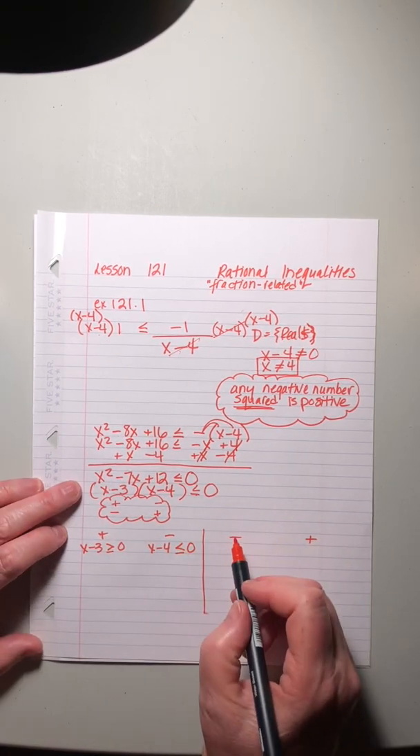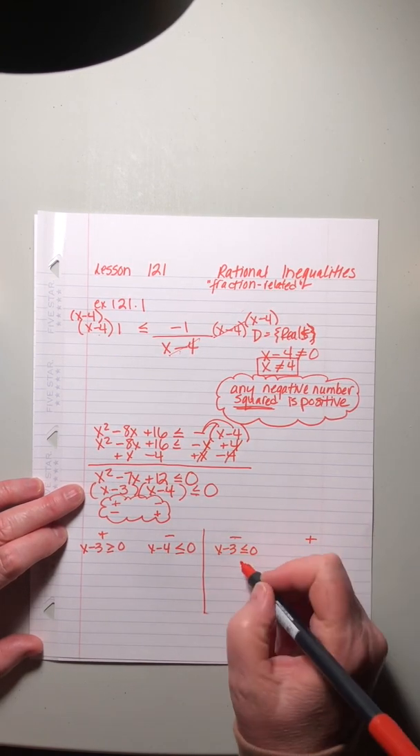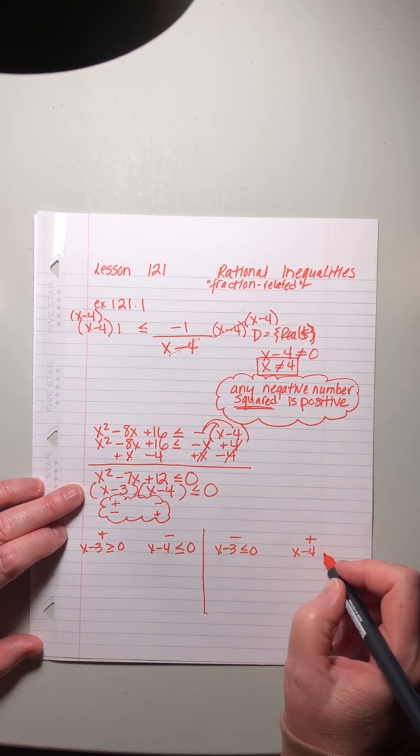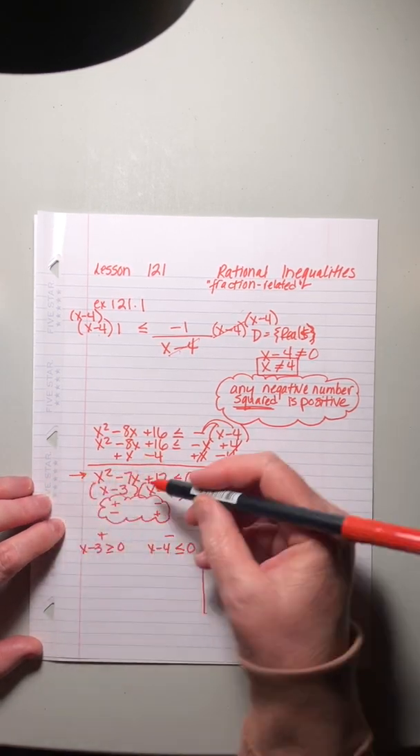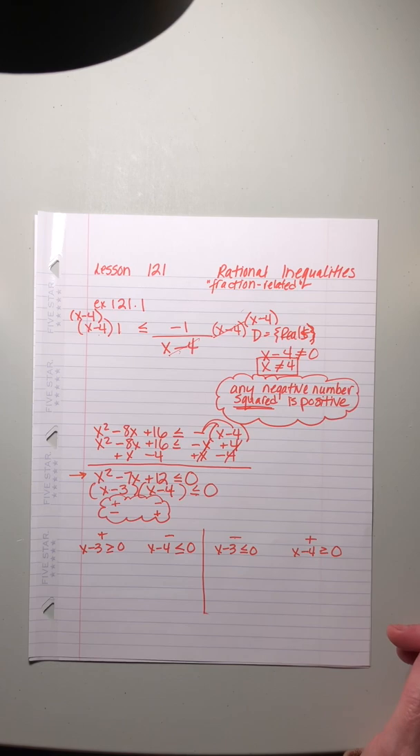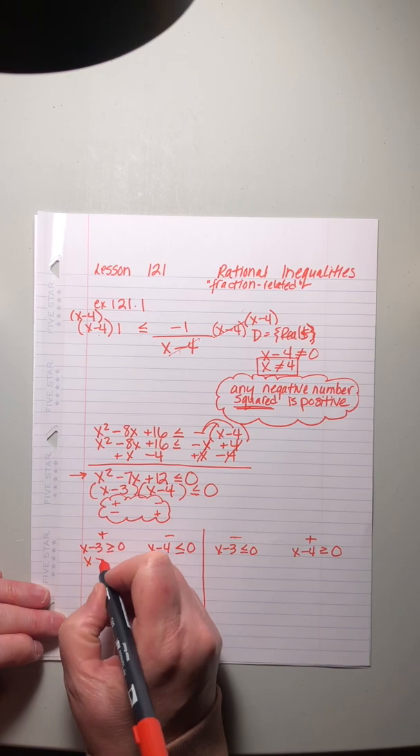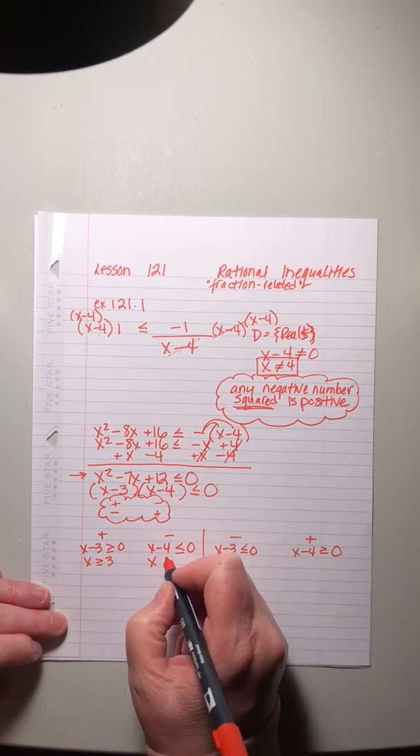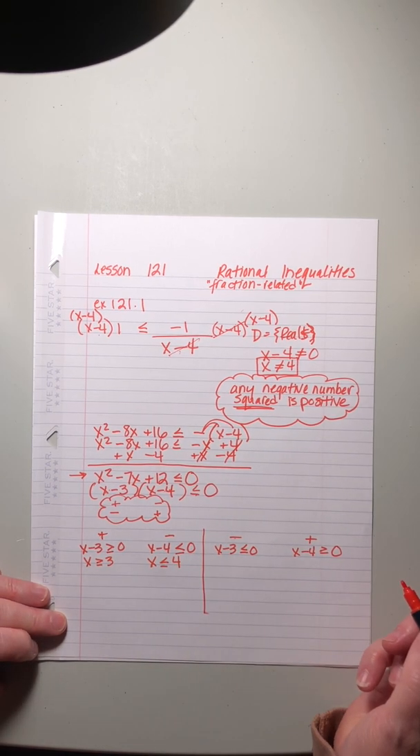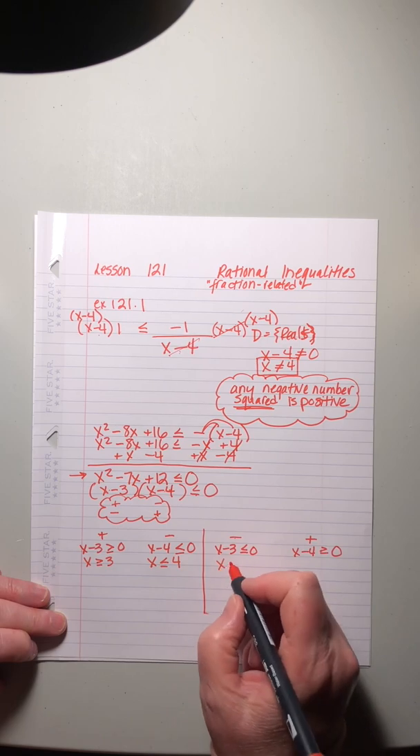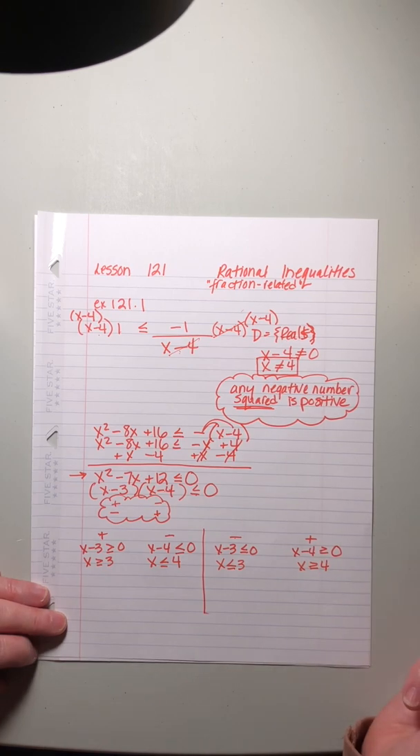All right, now over here, the first one's negative, so I want x minus 3 to be less than or equal to 0. And then x minus 4 has got to be positive, so greater than or equal to 0. From here on, the problem is exactly the same, in case you were wondering. So now we'll just do a little algebra here. x is greater than or equal to 3, and x is less than or equal to 4. And x is less than or equal to 3, and x is greater than or equal to 4.